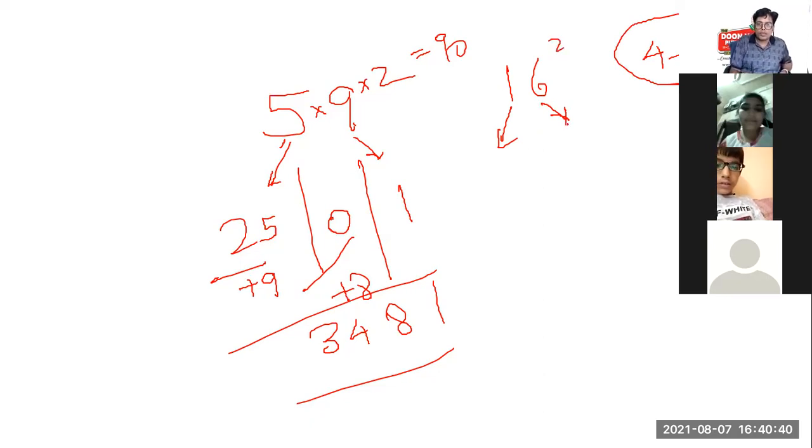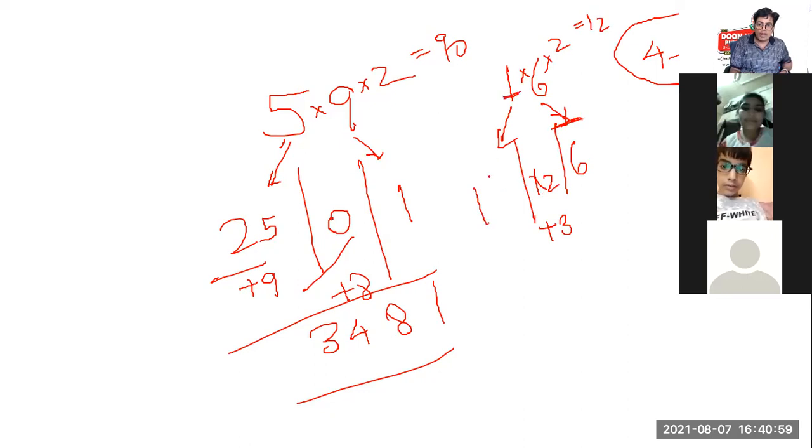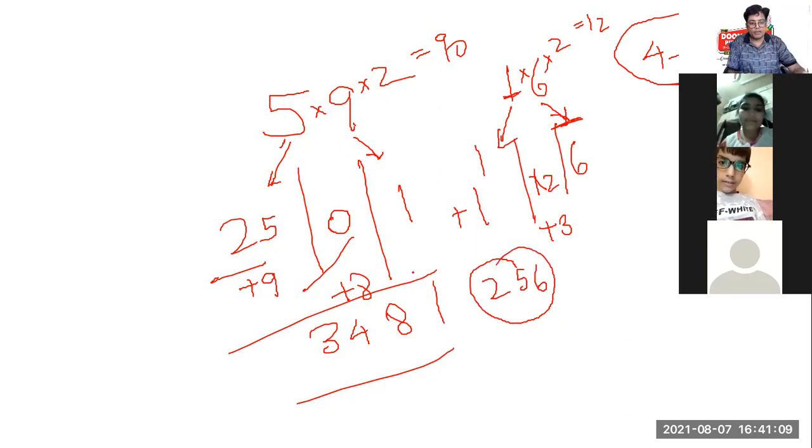Do 16 square. 6 square is 36. I will take 3 here. 1 into 6 into 2, that is 12. 12 I will take here and 1 will be here. And 1 square is 1. So that will be 2, 5, 6.